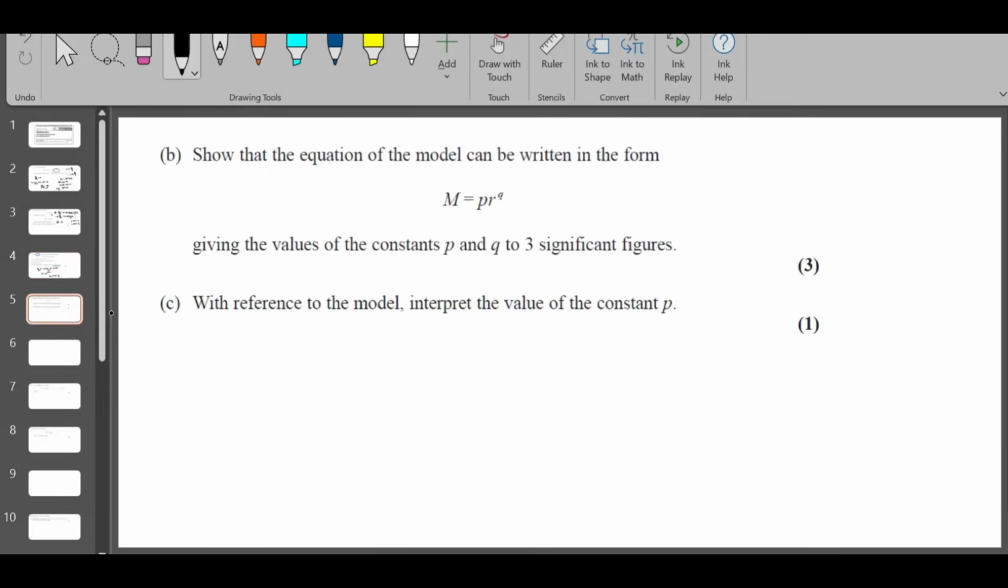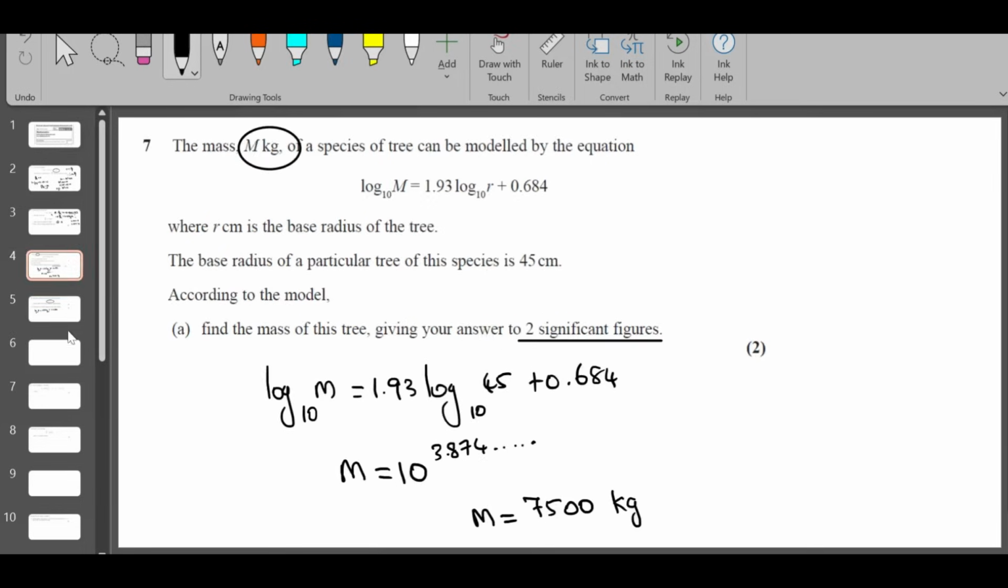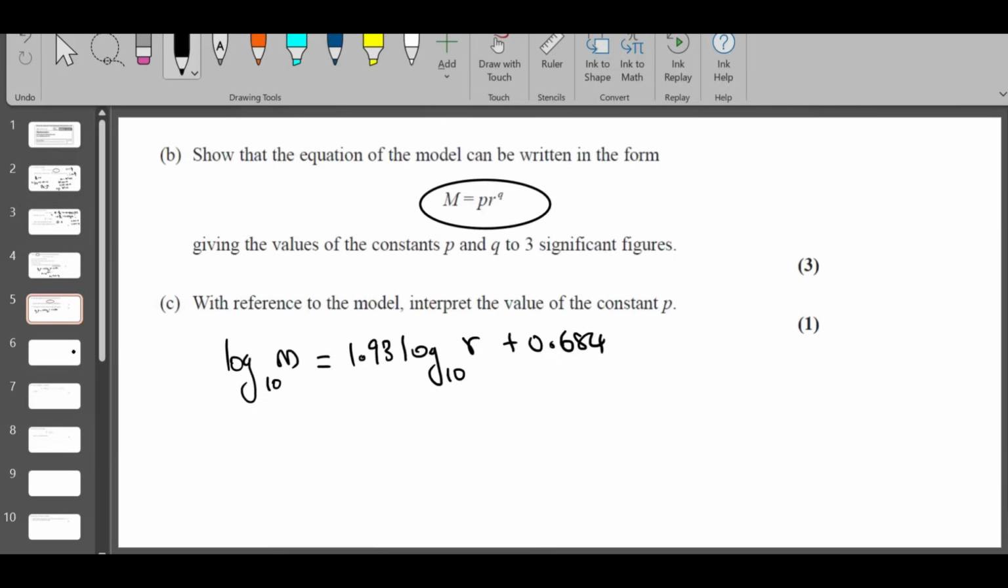Part B now, they want you to rewrite the equation in this form. The equation given is log m to the base 10 is equal to 1.93 log r to the base 10 plus 0.684. So what I'm going to do, I'm going to put a log 10 to the base 10 here. So every term has log in it. It's easy to get rid of the logarithm.